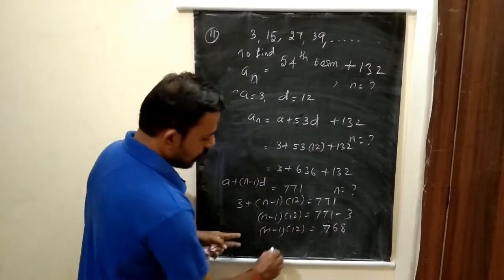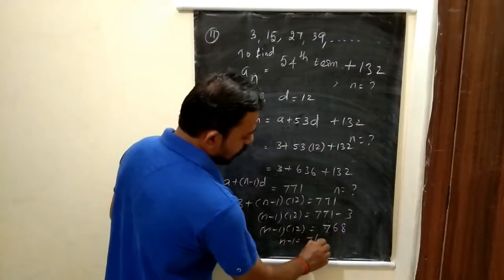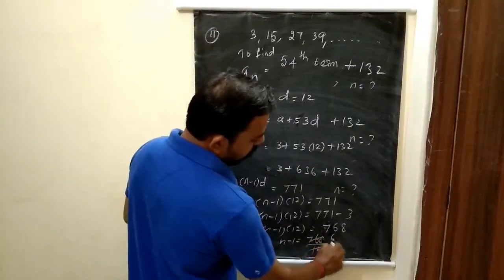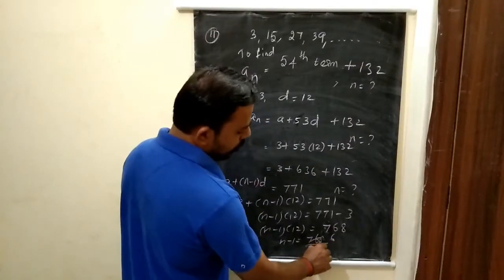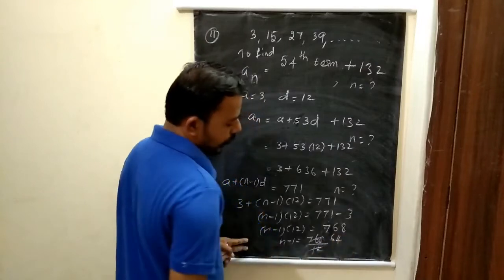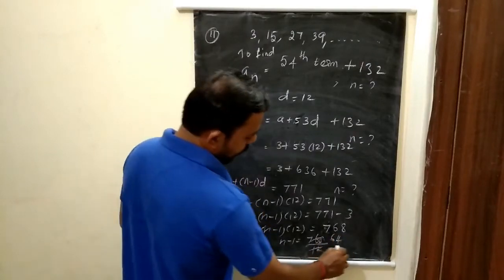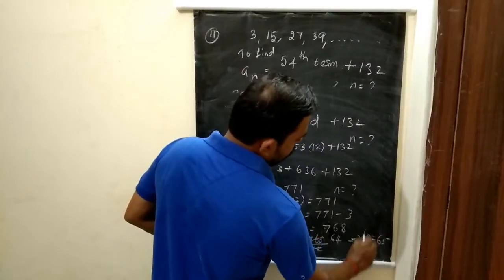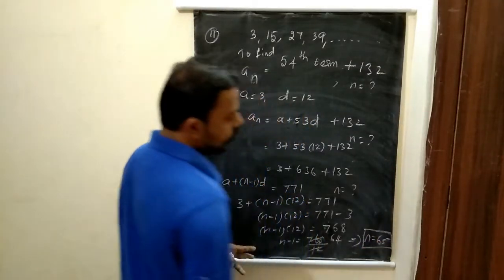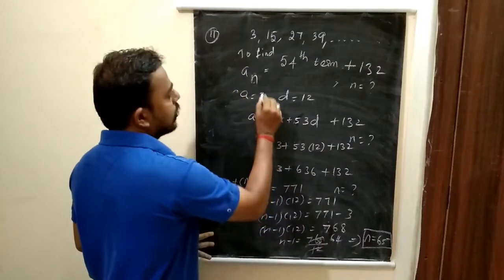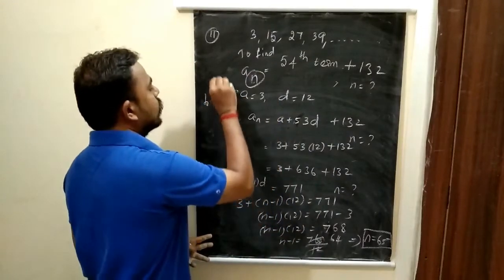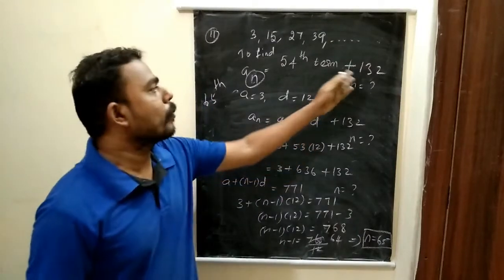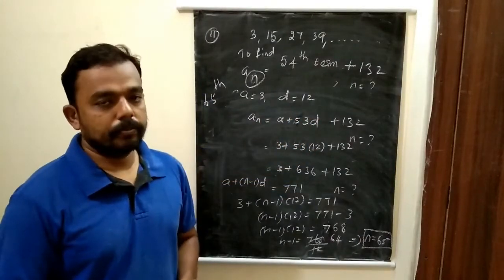Now n minus 1 equals 768 divided by 12. 6 12s are 72, remaining 4, and 4 12s are 48. So n minus 1 equals 64. That is n equals 65. So the 65th term is 132 more than the 54th term. Yes.